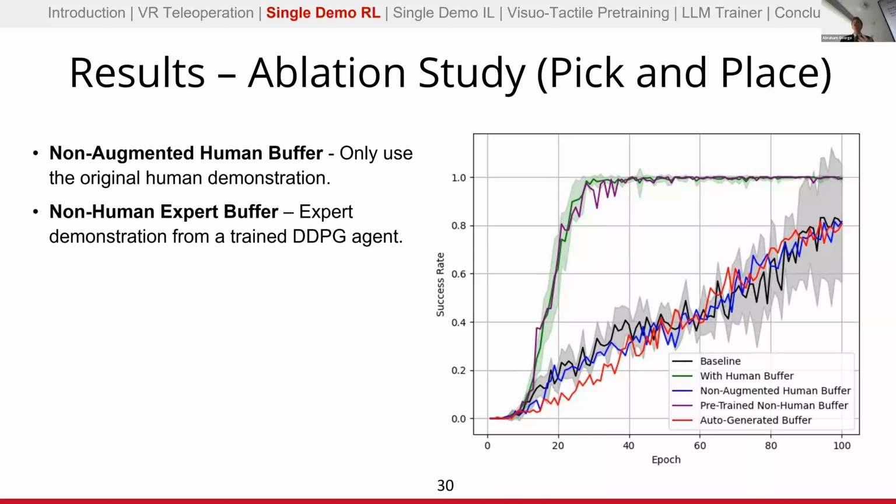Next, we tried a non-human expert buffer. In order to do this, we first trained a DDPG agent without any human examples. After it converged, we took one of those successful policies and used it as the human demonstration. So one DDPG rollout, used with data augmentation, generated 5,000 trajectories, and we used that as the human replay buffer. And that did work. That worked roughly as well as using human data. So it doesn't have to be a human, but it does have to be an expert.